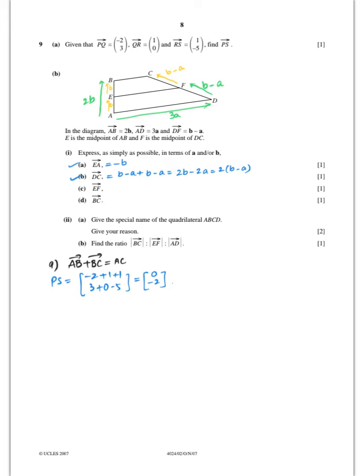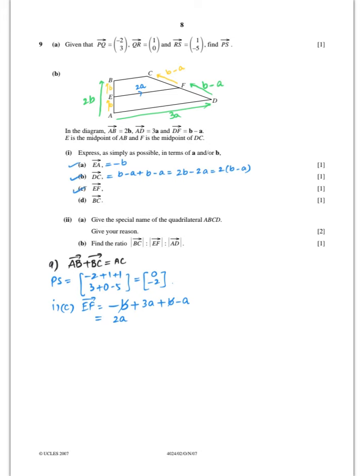Alright. After that, it says EF. From E to F, firstly I will go from E to A, then from A to D, and then from D to F. Ultimately, we reach from E to F. So this is part C, EF. From E to A, it's minus B, plus from A to D it's 3A, plus from D to F it's B minus A. Now we need to simplify. So B and B cancel, 3A minus A is 2A. So you got E to F as 2A. That is your answer for C part.